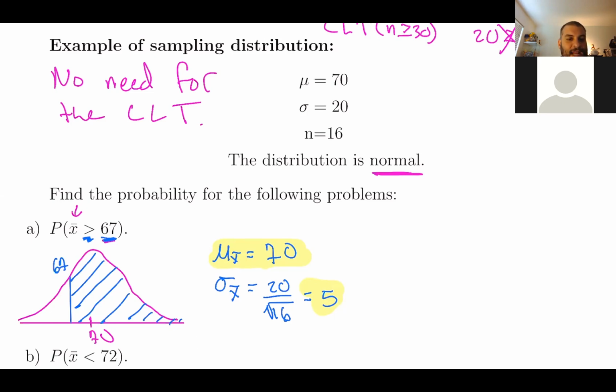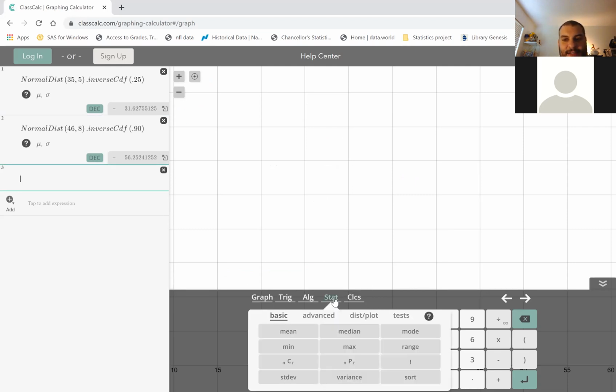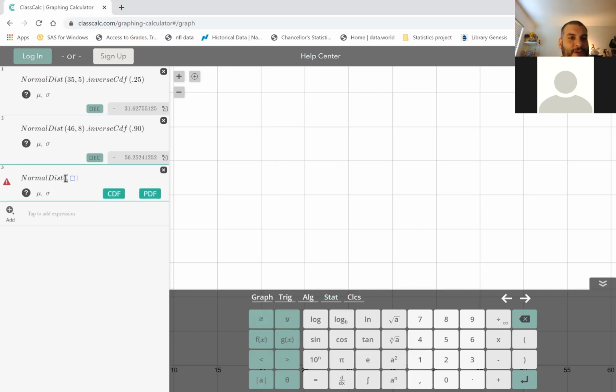So up next, I'm gonna go over to ClassCalc. All right. So everybody should be able to see ClassCalc. We're gonna go to stats, distribution, and we're gonna do a normal distribution. For the normal distribution, we're gonna put the mean, which is 70, and the standard deviation. Remember, standard deviation should be 5 now, not 20, because once we adjust it, you want to put the adjusted standard deviation, the standard error. And if we want to find the probability, we do CDF.